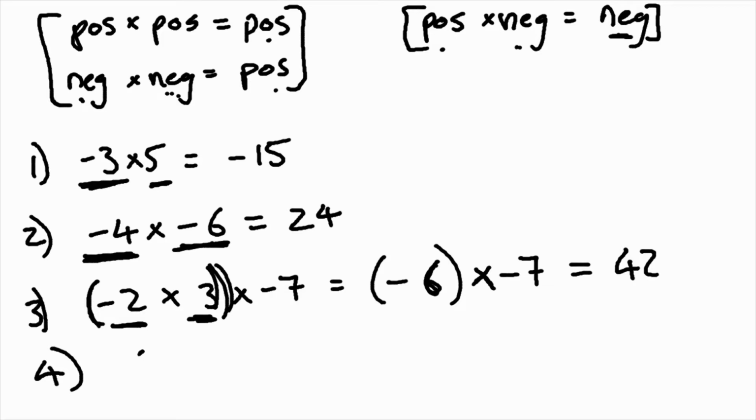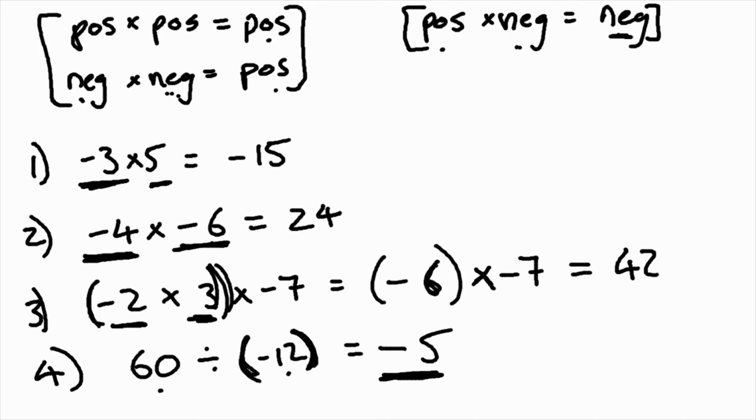Now for my last example, I'm going to do a division. 60 divided by -12. I'm just putting the -12 in brackets just to show that it's negative 12 rather than subtraction. You're not doing a division and then subtracting 12. So the division works in the exact same way as the multiplication. 60 is positive, 12 is negative, they have different signs, so my answer is going to be negative. 60 divided by 12 is 5, so my answer is -5.